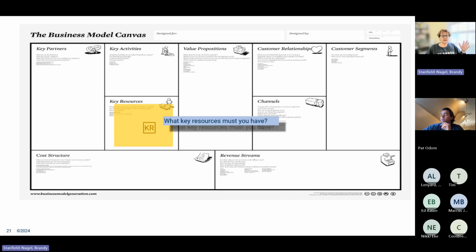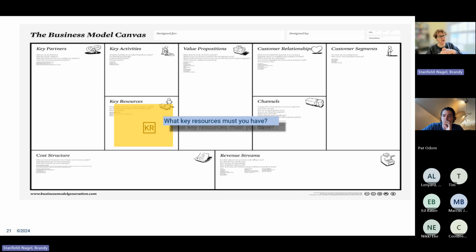This is important because this is where you summarize all the things that you need to have and need to do to run your business. What resources must you have? So think about this. Do you need a telephone, a laptop, an iPad?